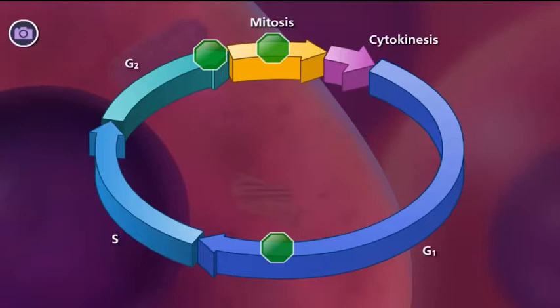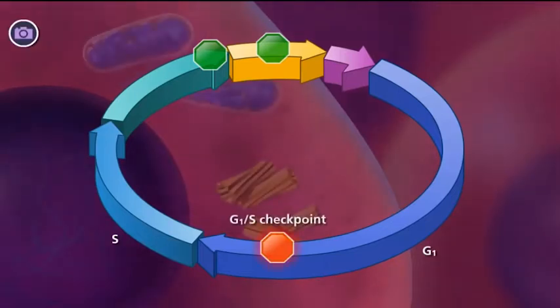The first checkpoint in the G1 phase is late in the phase and is called the DNA damage checkpoint. At this checkpoint, the cell can only move onto S phase if the cell is adequate in size, if the nutrients are sufficient, if social signals are present, and if the DNA is undamaged.